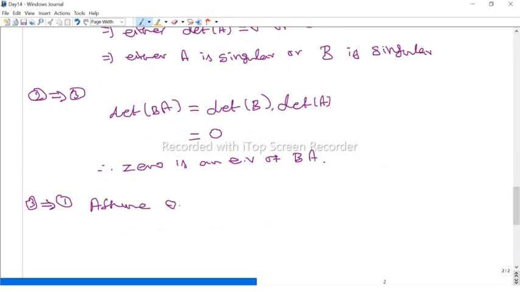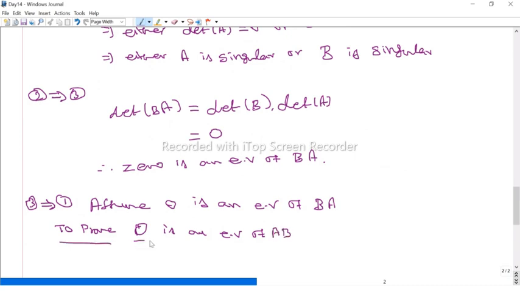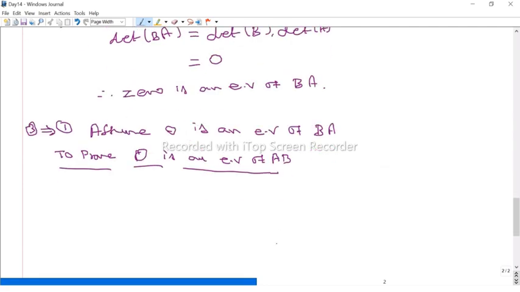So assume 0 is an eigenvalue of the matrix BA. To prove: 0 is an eigenvalue of AB. So it's nothing but we have to prove the determinant of AB is 0. So what we know, 0 is an eigenvalue of BA. That means the determinant of BA should be 0. But determinant of BA is nothing but determinant of B into determinant of A equal to 0.